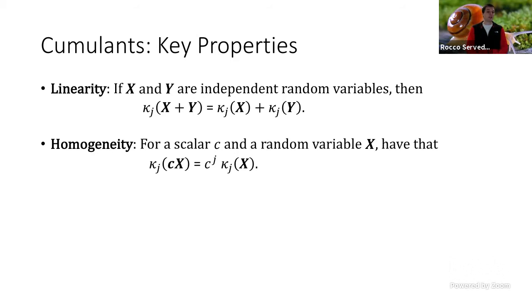And similarly, they have this nice homogeneity property, right? If you scale a random variable by c, it scales the cumulant in the obvious way. So this is going to turn out to be really, really convenient for us to have these properties.